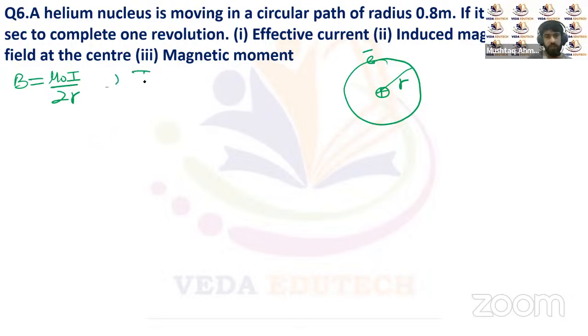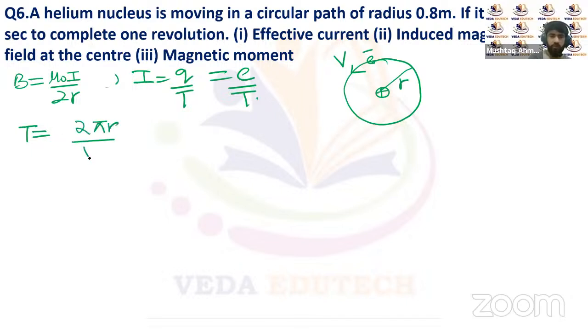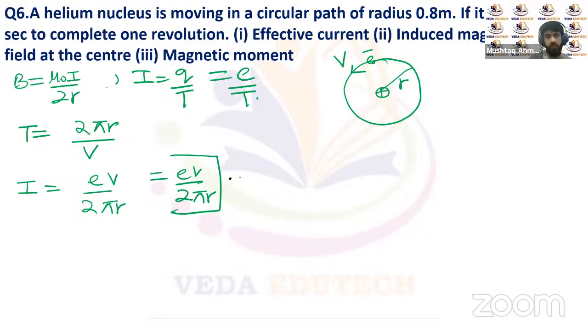Now this current I is nothing but the charge q upon the time t, right? So the charge here is e, and the time period will be T. Let's suppose this electron is going with speed v in this circular orbit. So the time taken to complete one revolution will be the circumference upon the speed of this electron in the circular orbit. So this will be the time period. Now we can calculate the value of current here. It will be e upon 2 pi r by v, so ev upon 2 pi r will be the effective current, right?